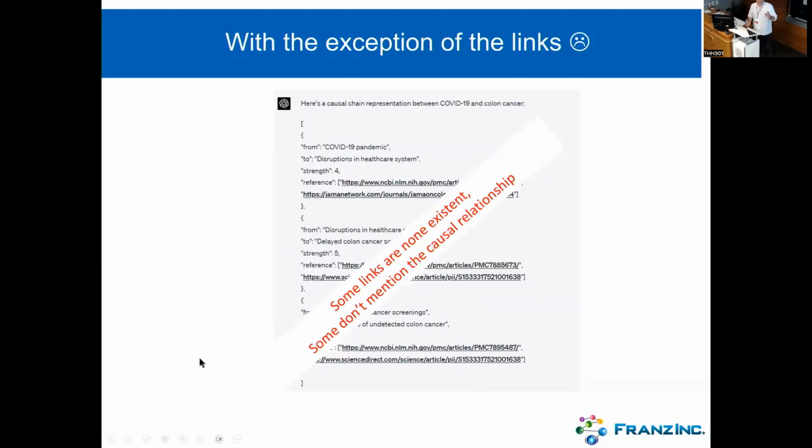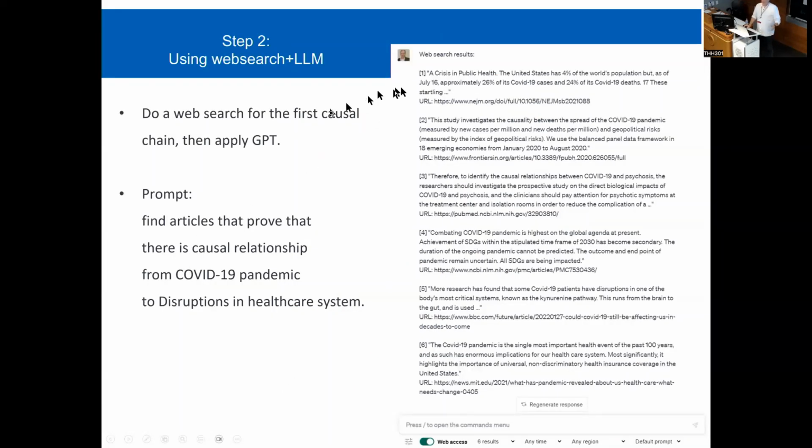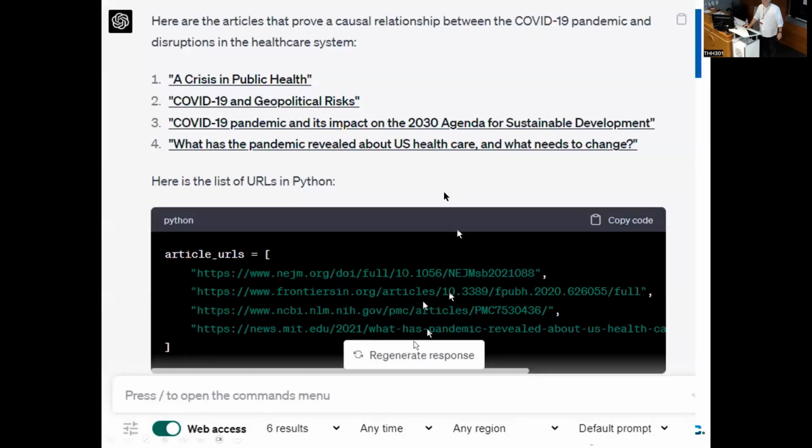But a single link, you've read all about it, experience it yourself: there's literally not a single link that exists. So what you do then, people say link chain, we have a link chain, where for every step in a causal chain, we actually go to the web and say, find articles that prove there's a causal relationship from the COVID-19 pandemic to the next step. So basically, you can use a thing like web ChatGPT or use a search API or something like that. Now you get articles back, where each article is checked, and where it's actually the thing you really want.